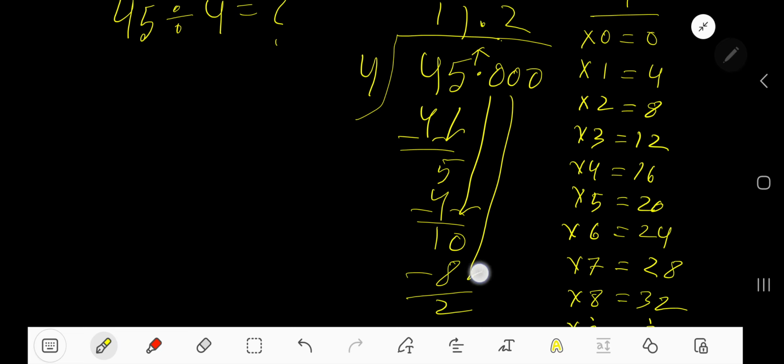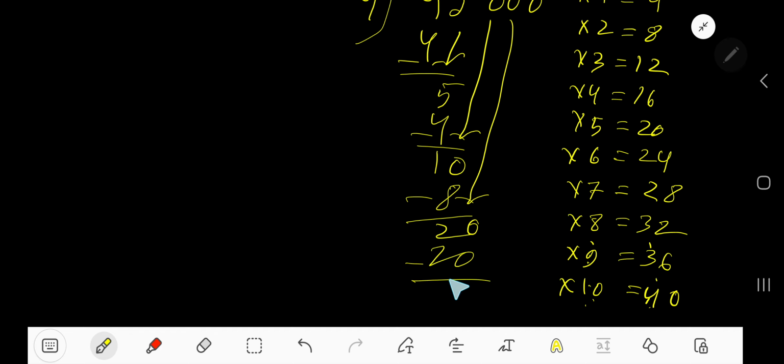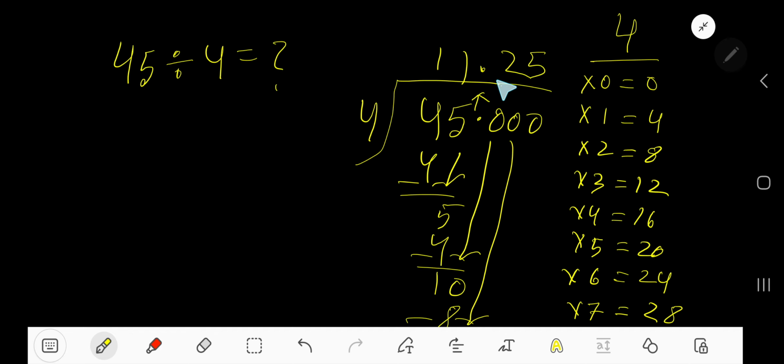Subtract, 2. Bring down another 0. So 20. 4 goes into 20 how many times? 5 times. Write 5 here. 5 times 4, 20. Subtract, 0. So our answer is 11.25.